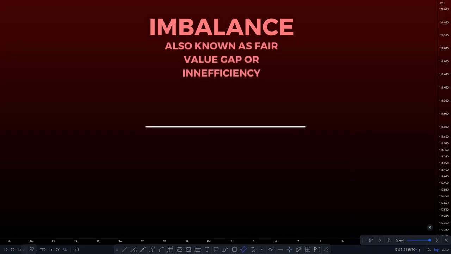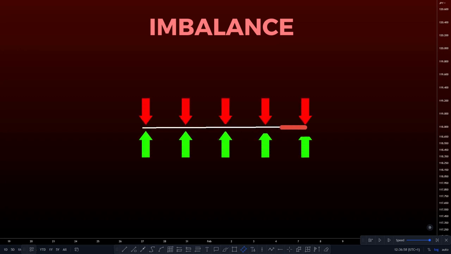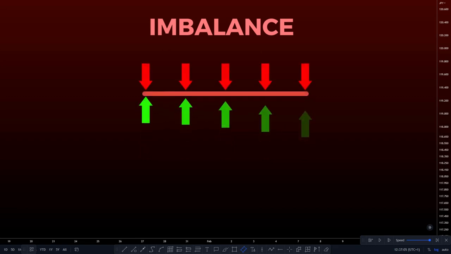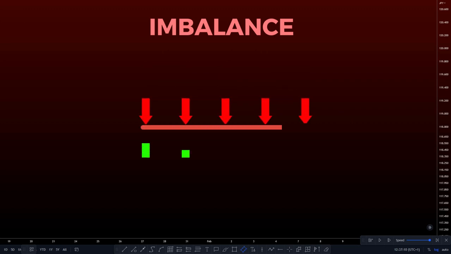Now, simply put, market imbalance, also known as fair value gap or price inefficiency, is when there is a difference between buy orders and sell orders. So when there are more buy orders than sell orders, for example, the market will move upwards, and vice versa if there are more sell orders than buy orders. And this is because for every order, there needs to be a counter order to fulfill it. So when there aren't enough counter orders on one level, the order book will cause the price to move to the next level where there are enough counter orders for the market to balance itself.